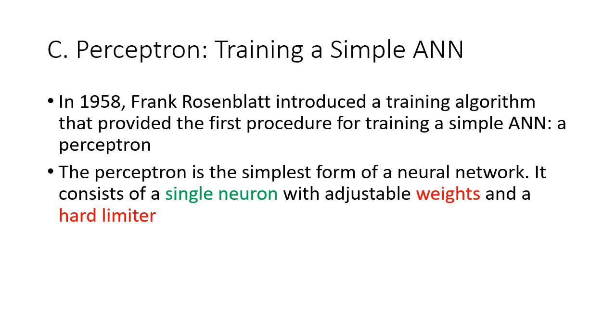We have stated previously that intelligence in a neuron is focused on its ability to learn and adapt. This capability was first introduced by Frank Rosenblatt in 1958, where he introduced the perceptron. The perceptron is the simplest form of a neural network. It consists of a single neuron that can adjust its weights with a hard limiter. What this means is that the weights are changeable, but the hard limiter is constant.